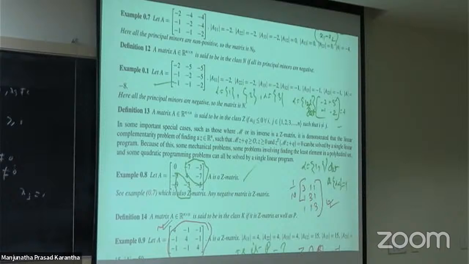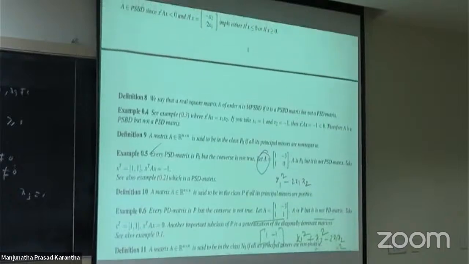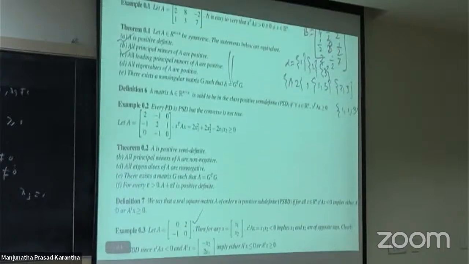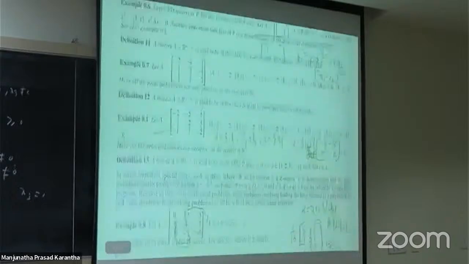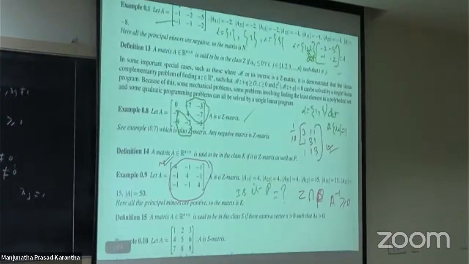You can easily work out a counter example. Can you quickly work out a counter example? Give me a non-negative P matrix, and then I will compute the inverse.